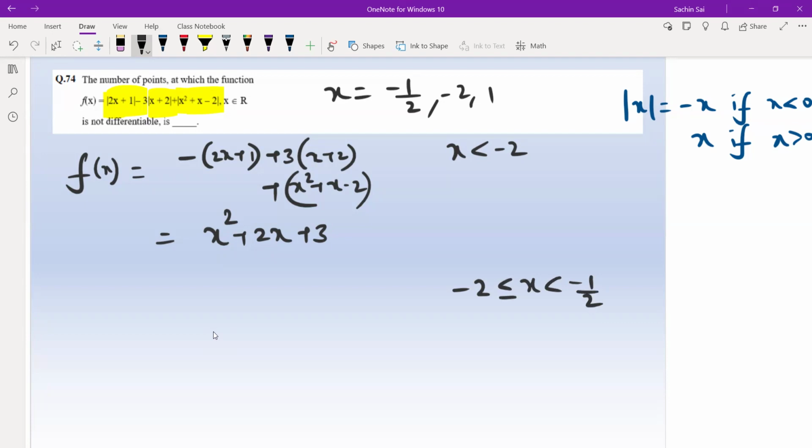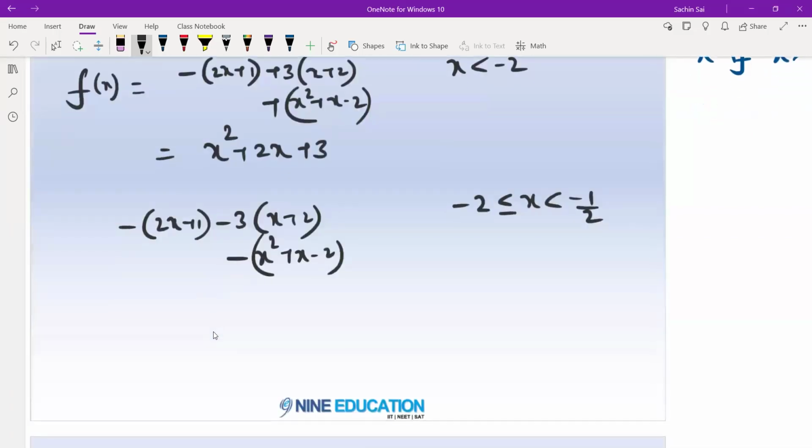So here 2x plus 1 is still negative, so its modulus is minus of 2x plus 1. X plus 2 is positive, so I can write plus 3 times x plus 2. X squared plus x minus 2 is negative, so here I have to write minus of x squared plus x minus 2, right? So this will become minus x squared minus 6x minus 1 minus 6 plus 2. That's minus 5. This is the definition for f of x in the interval minus 2 to minus 1 by 2.